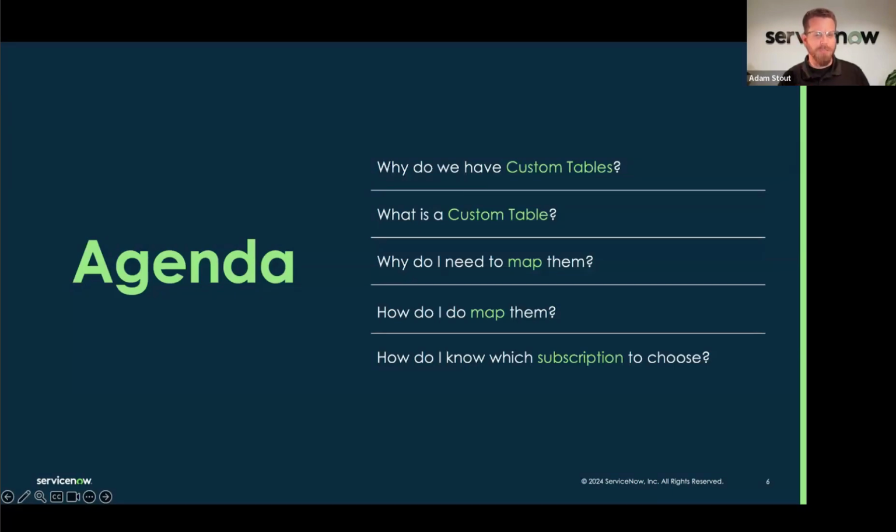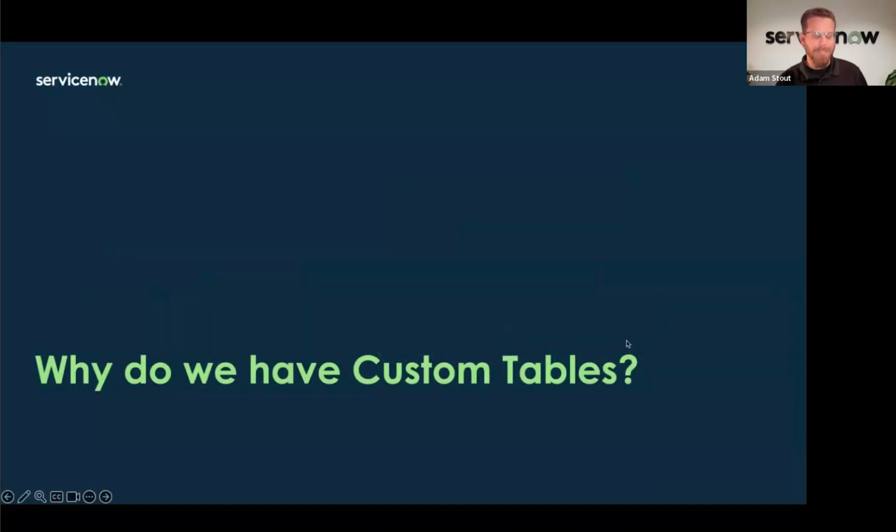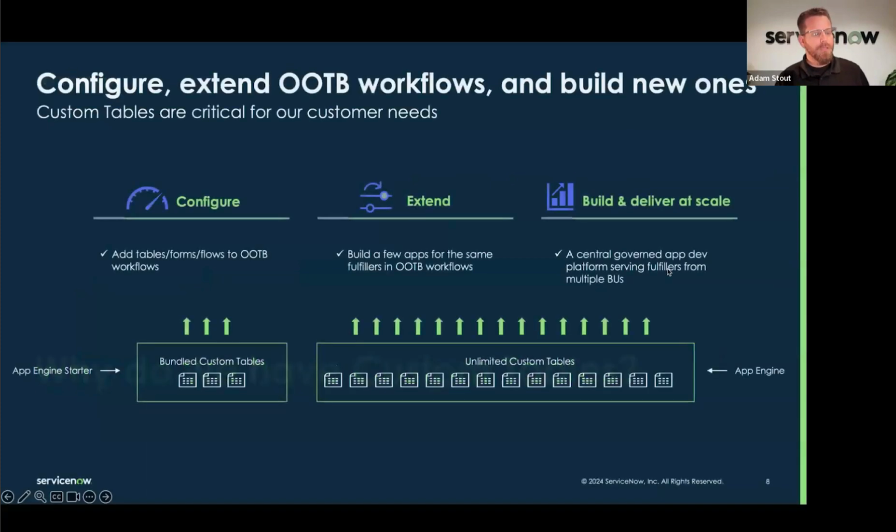And then we're going to talk about some use cases, some things I want you to think about when you're mapping them, what considerations that you should think about. So let's get started with why do we have custom tables? Why do those exist in ServiceNow? So custom tables allow you to configure and extend out-of-the-box workflows and then build new ones on top of that.